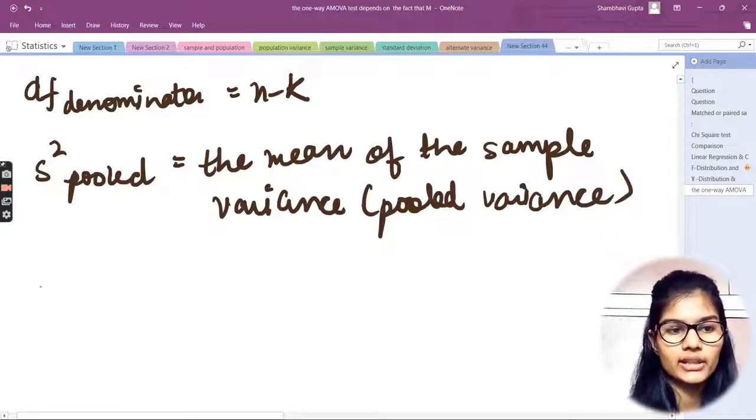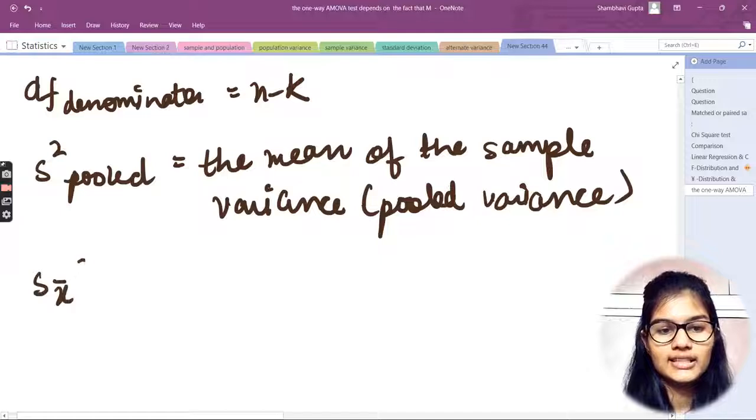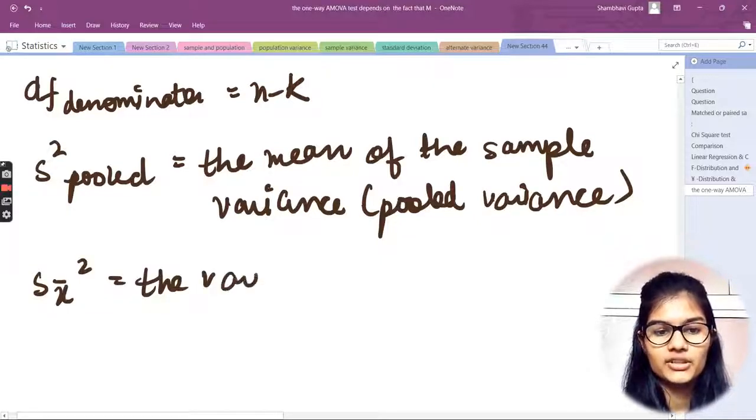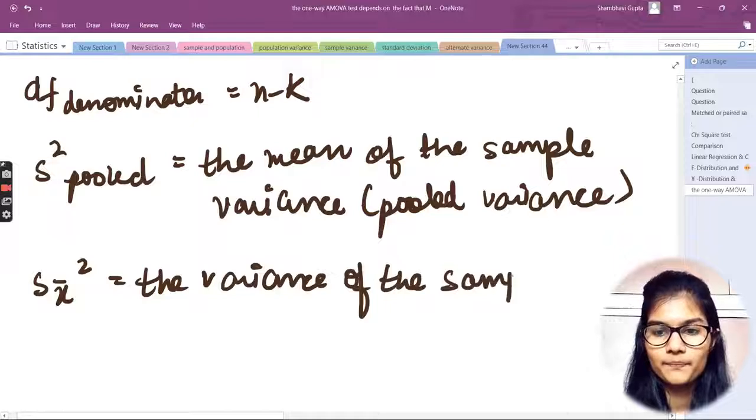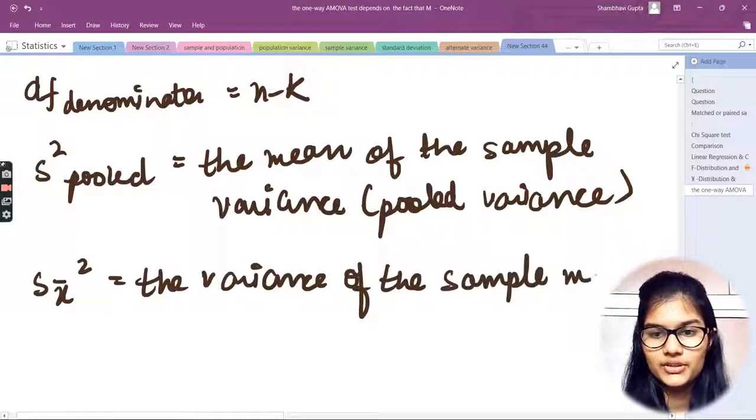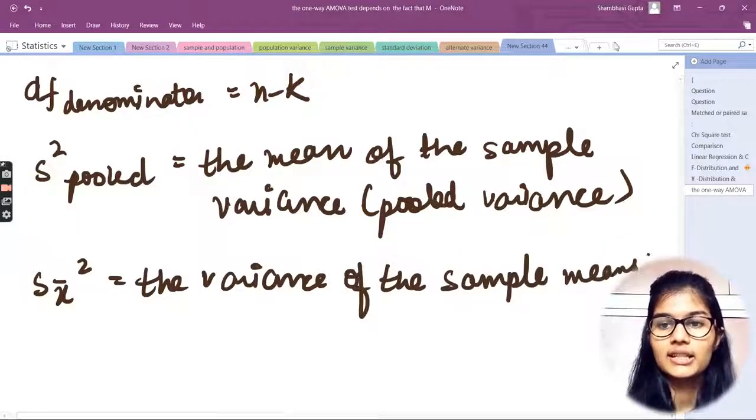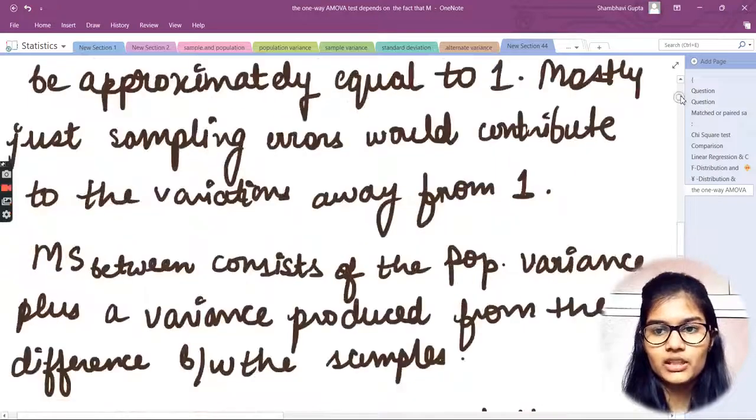And next, S x bar squared is equal to the variance of the sample means. The variance of the sample means. So yeah, let me go above.